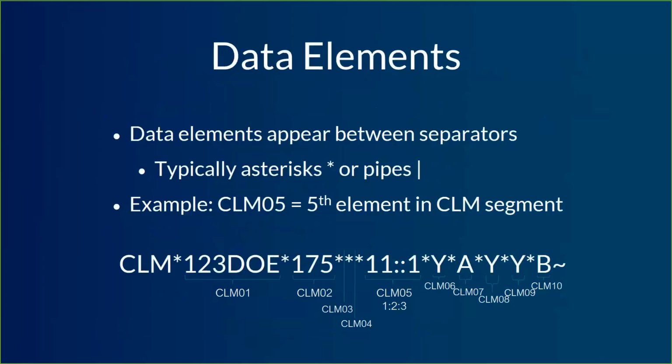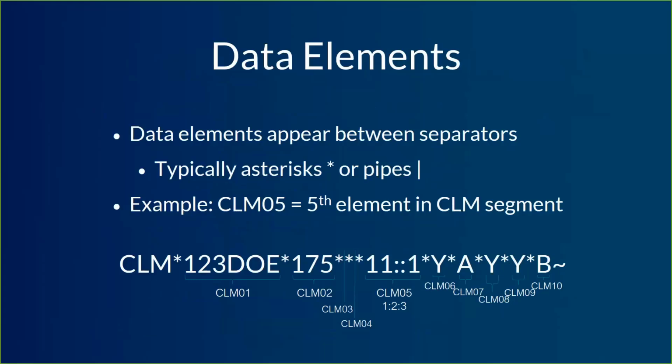Now, the data elements are going to be separated by some kind of character. Usually, it's either going to be an asterisk, which is that star, or a pipe, which is the vertical line. And my example below uses asterisks. Now, you can see here I've got this one all diagrammed out so that you can see which positions, and I do call them positions, which positions are attached to which pieces of data. And you'll notice that after the first asterisk, we get CLM01.